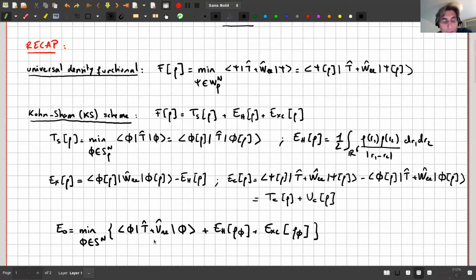And so finally, in the Kohn-Sham scheme, we can write the exact ground state energy as the minimum over a single determinant of this expression, where you evaluate your functional at the density of your Slater determinant phi.